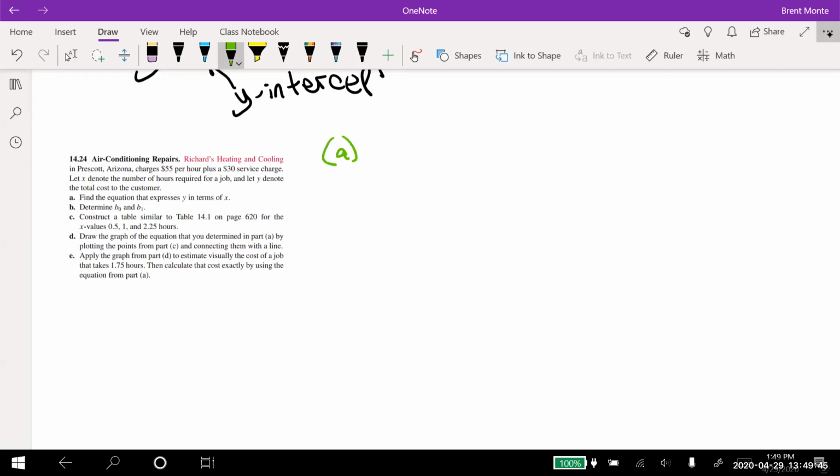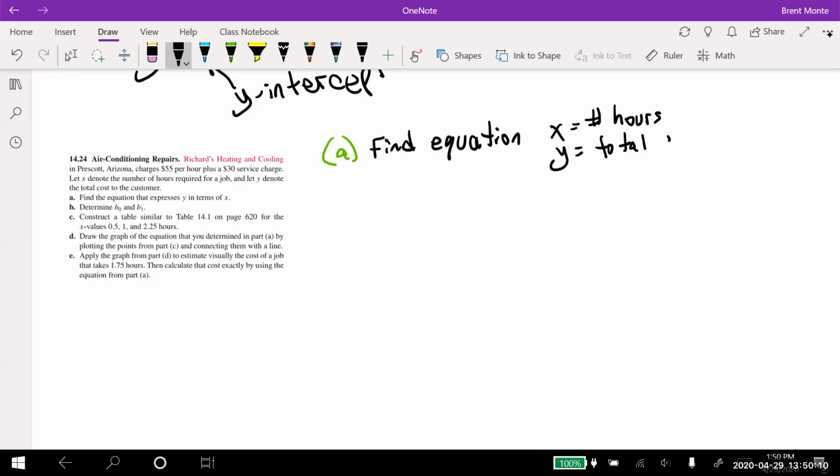So for part A, we'll change that back to a black pen. For part A, we're trying to find the equation. Well, what we're doing here, they already said X equals number of hours, Y equals total charge. All right, so we're trying to find this. So I want a formula for the total charge.